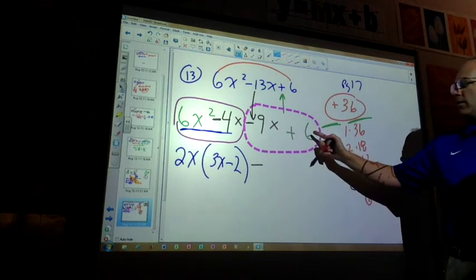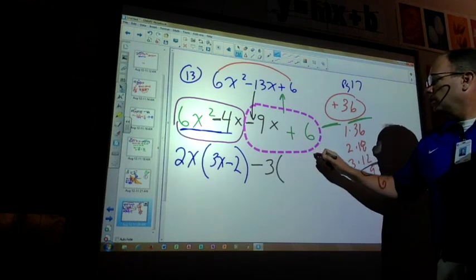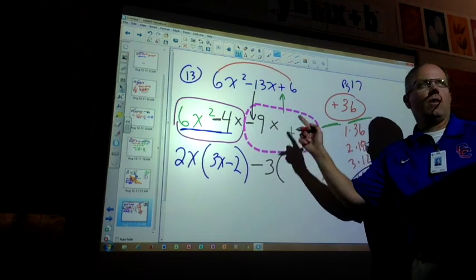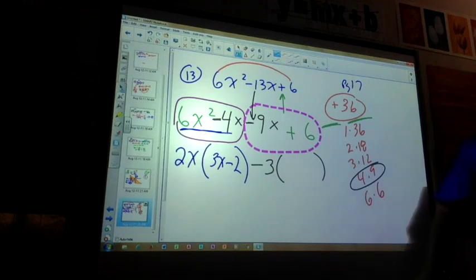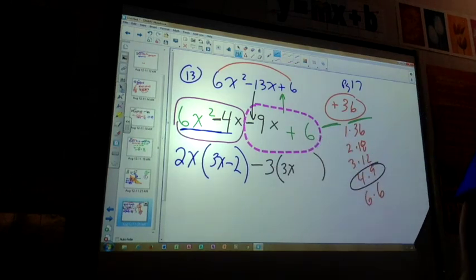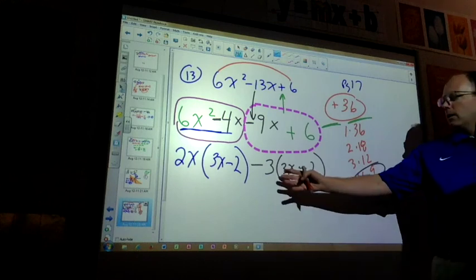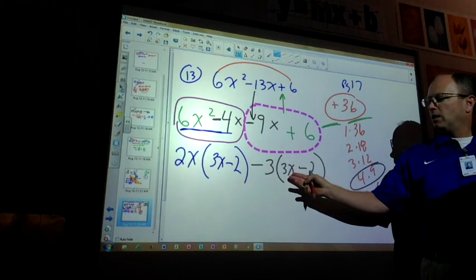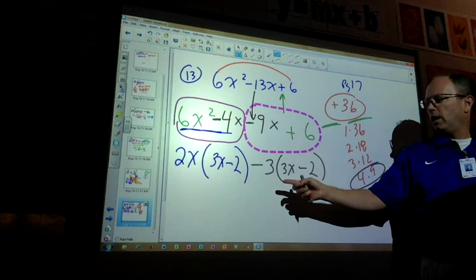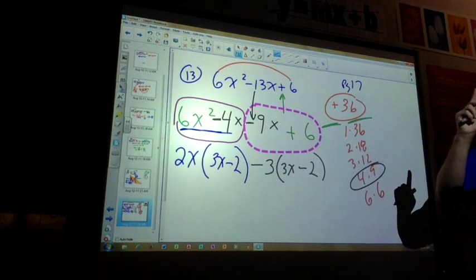What can I factor out of 9x and 6? What number? Yeah. 3. Okay, if I factor a negative 3 out of negative 9x, what do I have left? 3x. If I factor, trick question, negative 3 out of positive 6, what has to be left? Negative 2. This is usually where it's like, whoa, wait, where did that come from? Okay, realize this. Negative 3 times 3x is negative 9x. Agree? Negative 3 times negative 2 is positive 6. That's why you have to do that.